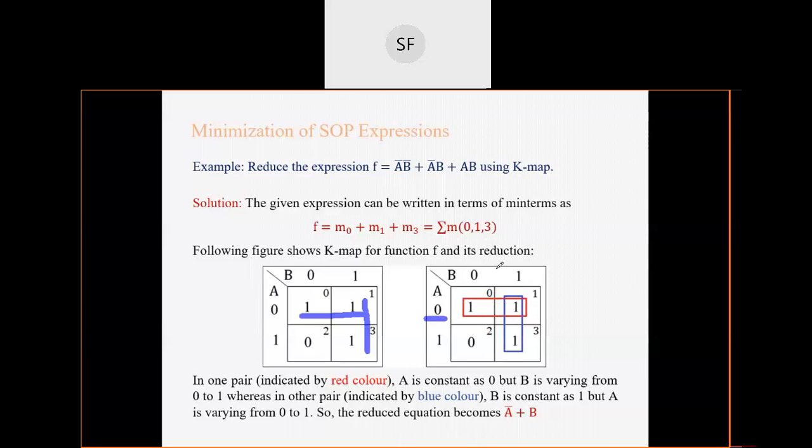One term will be eliminated. Which term? The term which is varying its value. So B will be eliminated and this combination can be written as A equals 0. If A equals 0, that means whenever 0 is assigned to the variable A, then that variable will be in complementary form. So hence the red pair will give you A bar.